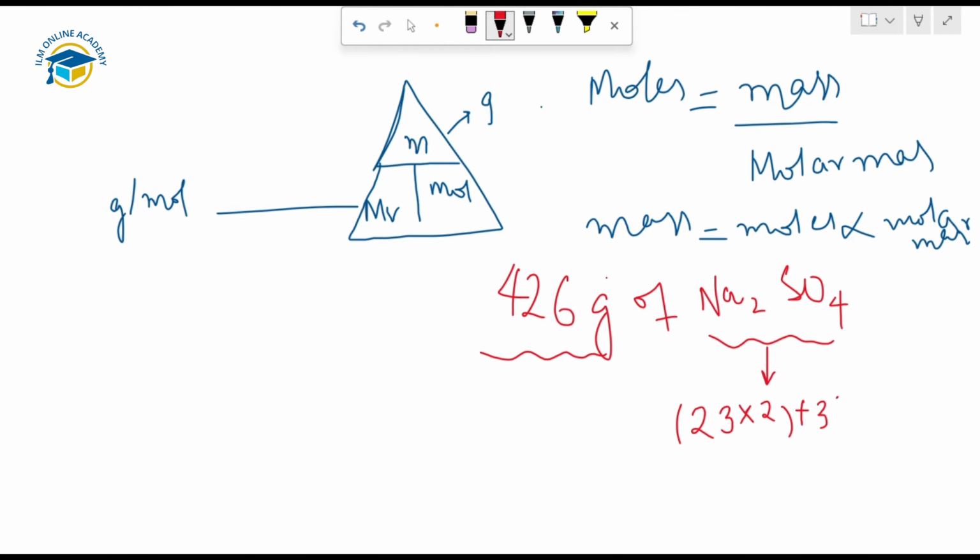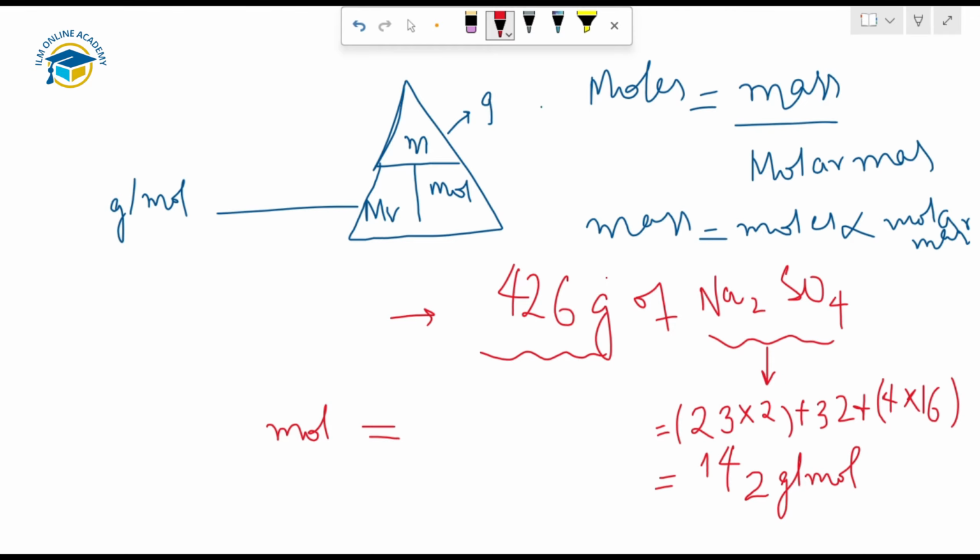The mass of sulfur is 32, plus we have the mass of oxygen. As 4 oxygen atoms are there, you have to multiply 4 into 16. After calculating and simplifying, we have the molar mass, that is 142. 142 is the molar mass, and the unit is gram per mole. The mass is given in the question, so for calculating the amount of a substance, you just have to put these values in our formula.